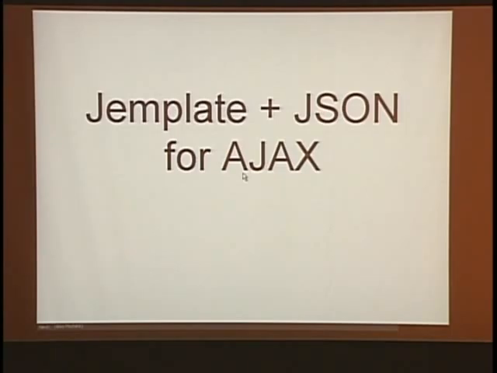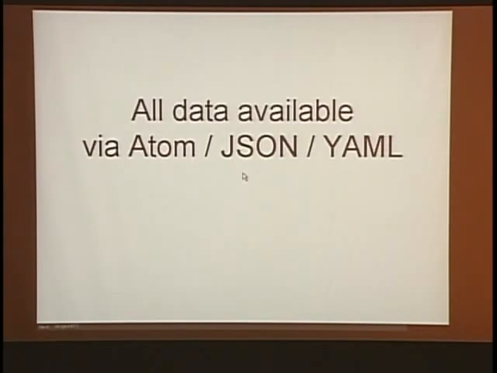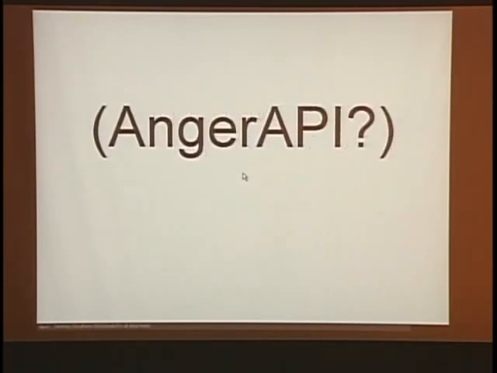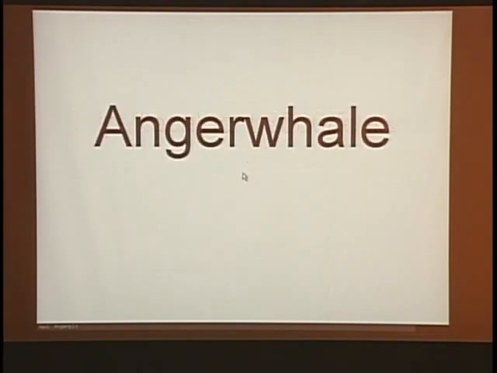I'm using Template Toolkit and JSON for Ajax. And someone's writing a port to MochiKit, so we might be using that soon. All the data, all the posts, all the comments are Atom, JSON, and YAML. I call it Anger API now. So you can visit localhost/feeds to see all the data feeds you can get.